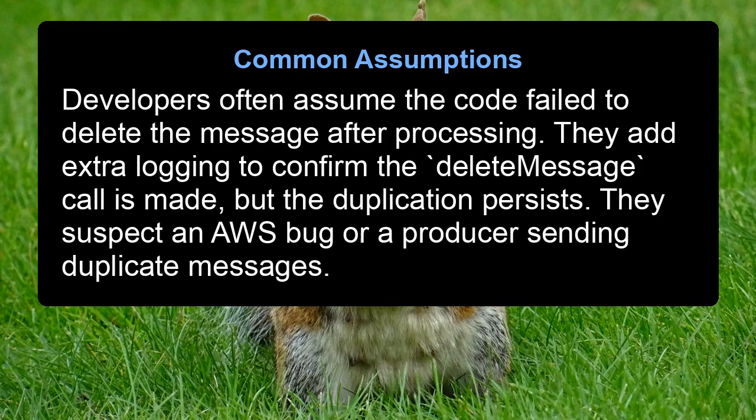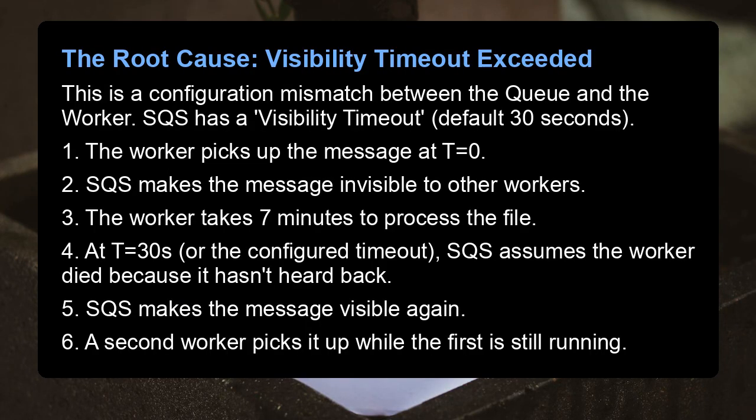Common assumptions. Developers often assume the code failed to delete the message after processing. They add extra logging to confirm the deleteMessage call is made, but the duplication persists. They suspect an AWS bug or a producer sending duplicate messages. The root cause: visibility timeout exceeded. This is a configuration mismatch between the queue and the worker.